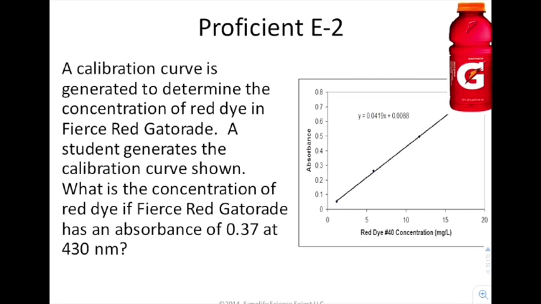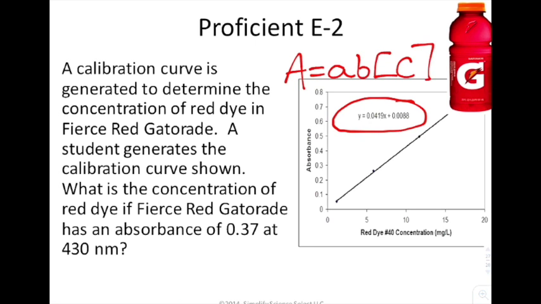And our last example says a calibration curve is generated to determine the concentration of red dye in fierce Gatorade. Student generates the calibration curve shown below. What is the concentration of red dye if the fierce red Gatorade has an absorbance of 0.37 at 430 nanometers? So if you look at this, you already have a graph that's generated. And whenever you generate the graph, you have this right here. This right here, this graph of absorbance versus concentration is your A equals ABC.